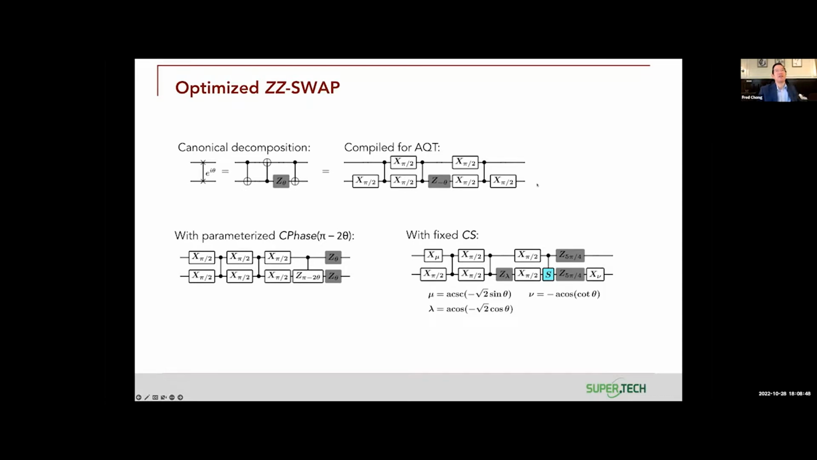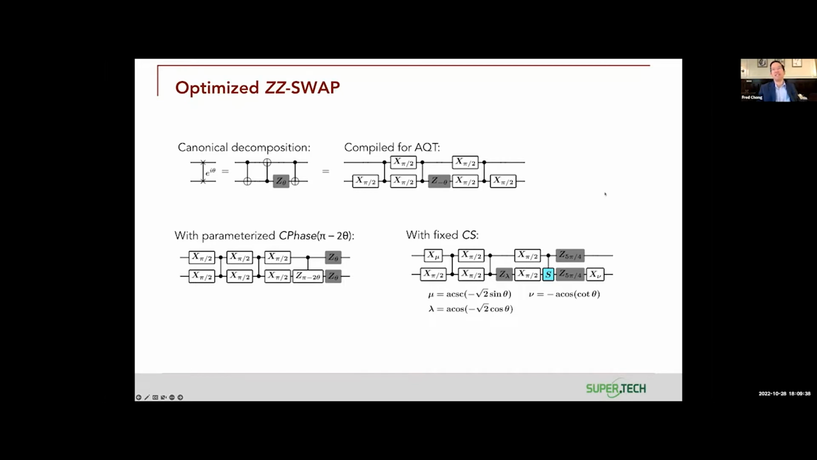And what's interesting about the ZZ swap is that, on the upper left here, you can see the canonical decomposition. But it turns out you can do this more efficiently on the AQT machine if you think about the native gates. So this decomposition on the upper left automatically translates to this set of native gates on the AQT machine on the upper right. But then if you were to use a parameterized control phase gate on the lower left, you get a more efficient decomposition. And then we actually use a simpler version, since at the time they hadn't calibrated the parameterized C phase, but with a fixed CS, controlled S gate, you get this thing on the lower right.